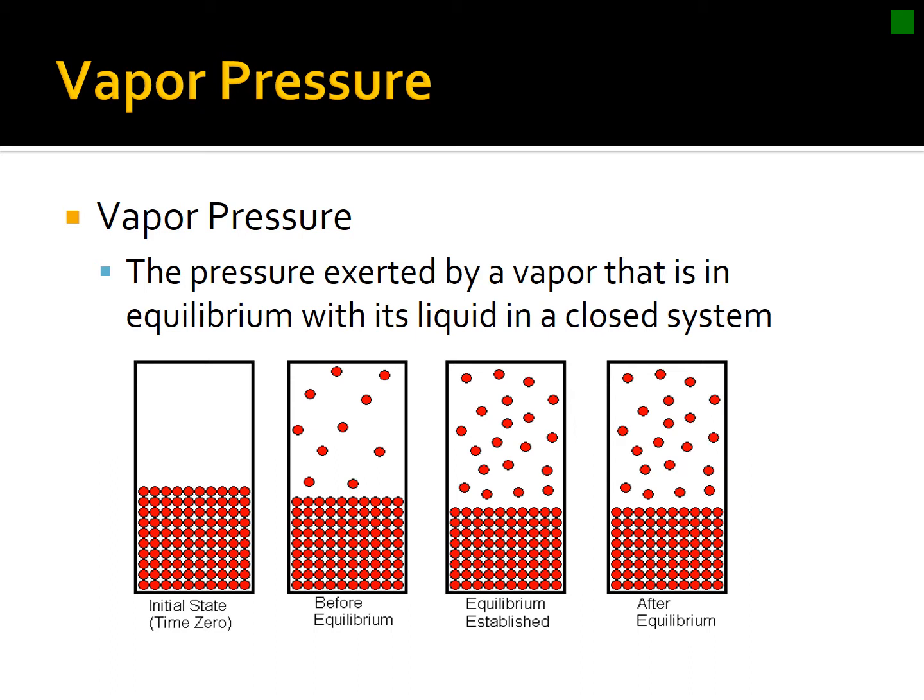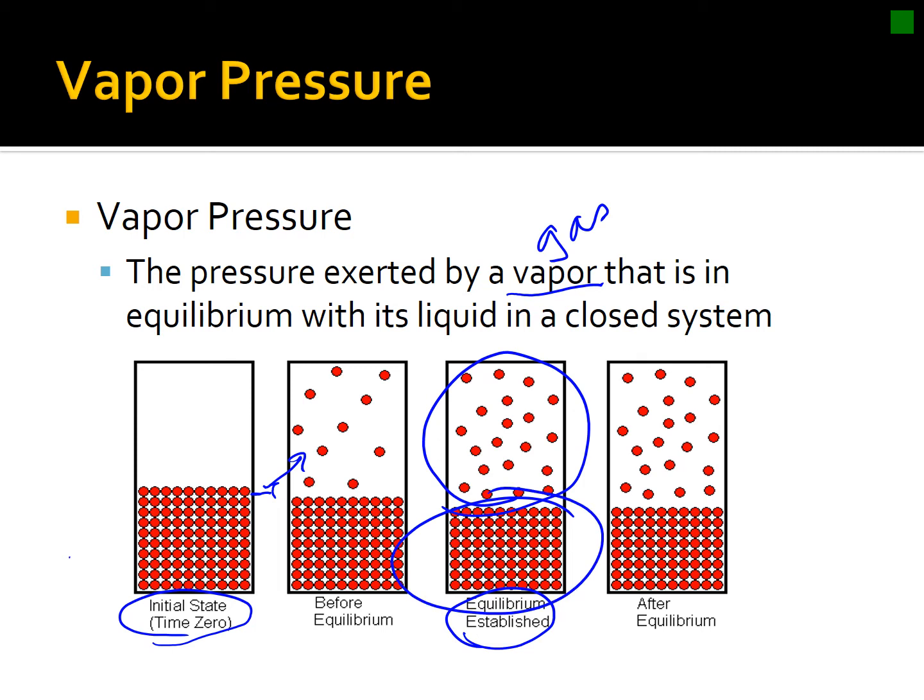What is vapor pressure? Vapor pressure is the pressure exerted by a vapor or a gas that is in equilibrium with its liquid in a closed system. So if we look at this, your initial state is all liquid, okay? You allow it to reach equilibrium. So if you notice, the liquid is going into the gaseous state. Once it's reached equilibrium, we've got a certain amount of gas and a certain amount of liquid, and some of the liquid is going to go into the gaseous state, and then some of the gas is going to condense back into the liquid state. And that's once equilibrium has actually been reached.